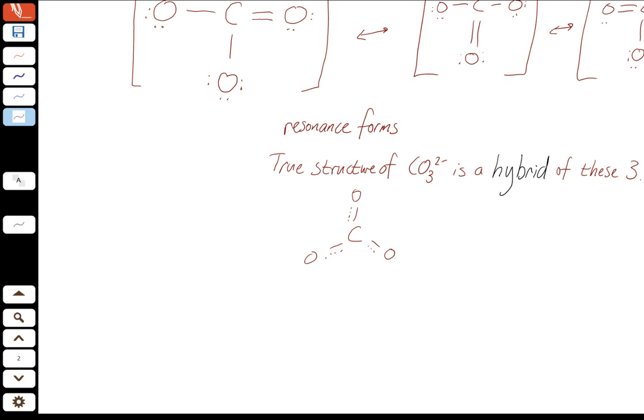So resonance forms are going to have the same atom connectivity, but a different arrangement of the electrons. So you can't disconnect the atoms and move them around. You keep the same connection. But if you can have structures that fit the rules, that still maintain octets on the atoms that need them and so forth, but the electrons are distributed in a different way, then those are resonance forms.